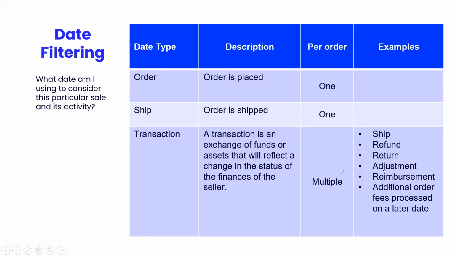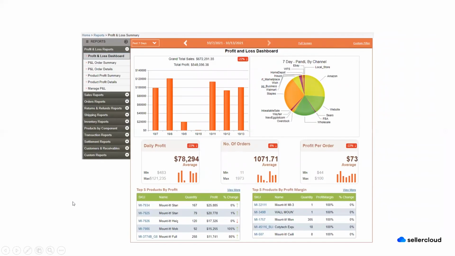So if you have an order with a refund, and then there's an adjustment that happens after, or a reimbursement that happens after that, those are each distinct transactional events. That's what we refer to when we say date filtering. When you're running the report and you want to know what date you are using, consider this particular sale and its activity. When we're talking about running it by transaction date, it will include the transactions that happened within that date range.